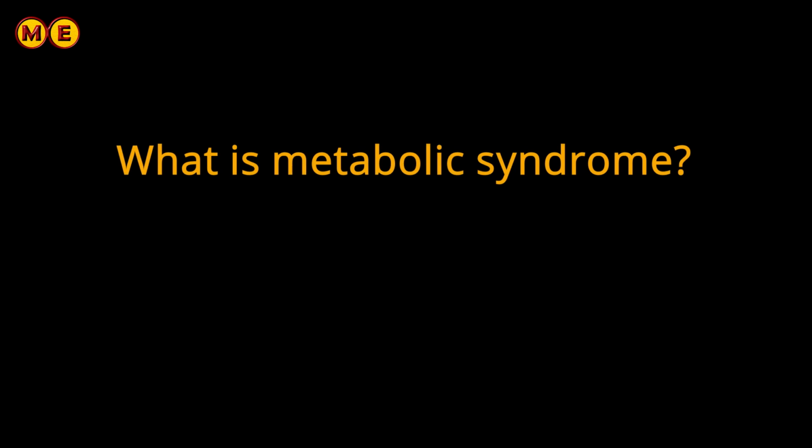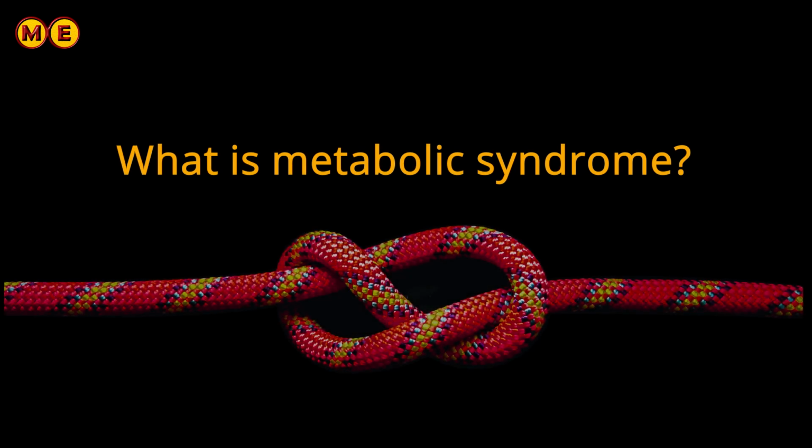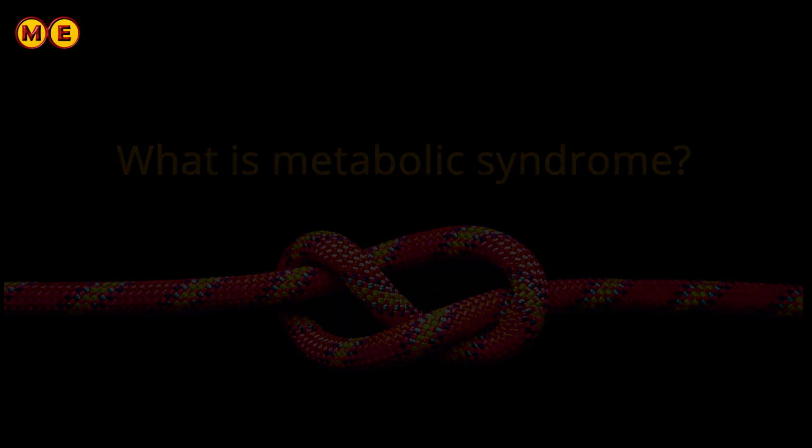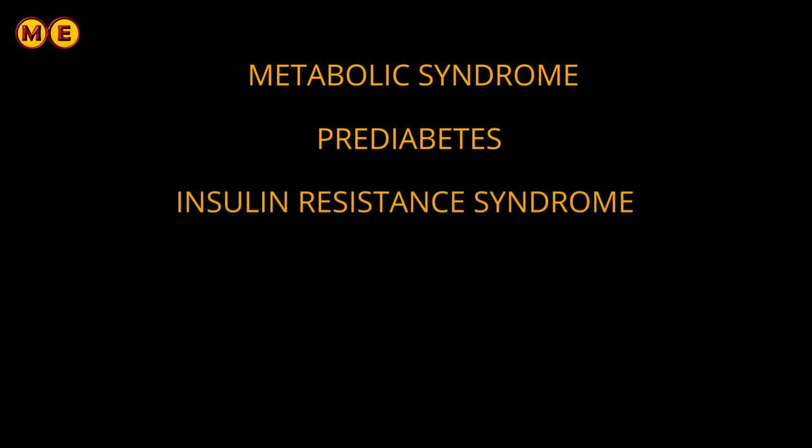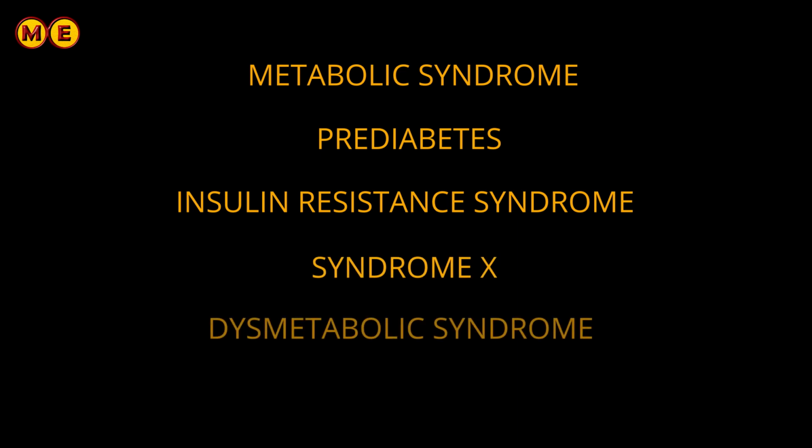What is metabolic syndrome? Unfortunately, there is no quick and easy answer. Everything is so entangled and so complicated that since it was discovered in 1921, metabolic syndrome has received many names and many definitions. The most common name is metabolic syndrome, but it is also often called prediabetes. The newest name it has is insulin resistance syndrome, but you can also find it as syndrome X, dysmetabolic syndrome, and Raven's syndrome. If we take a close look at the names, we will see that the only thing they have in common is the word syndrome.